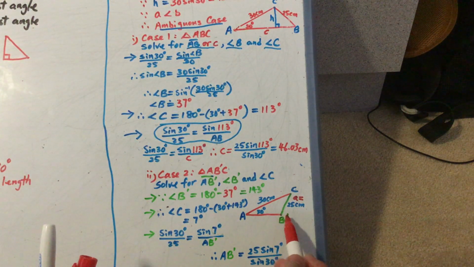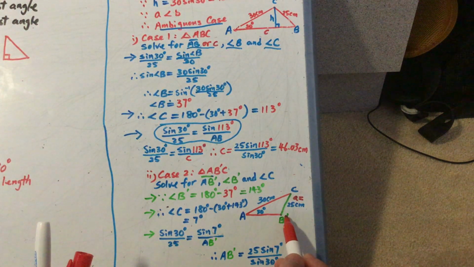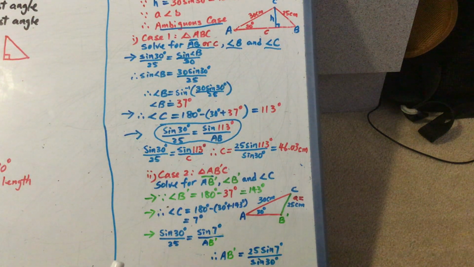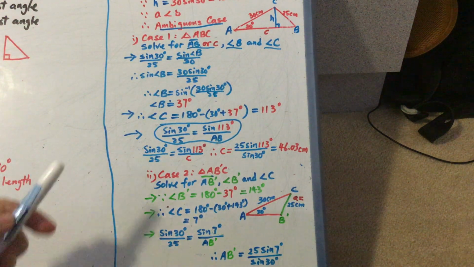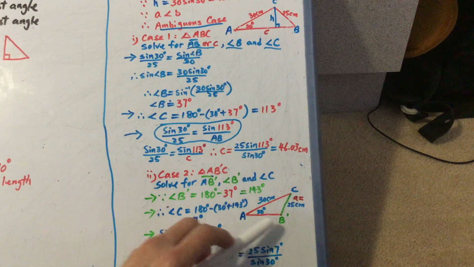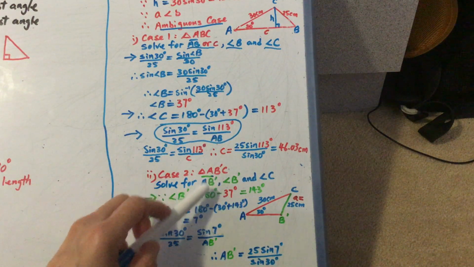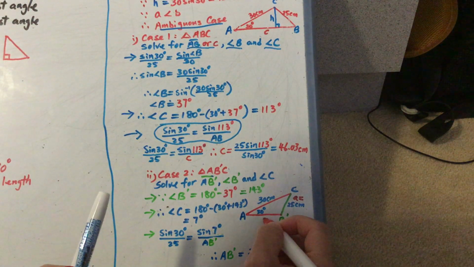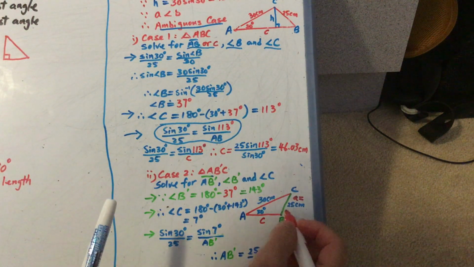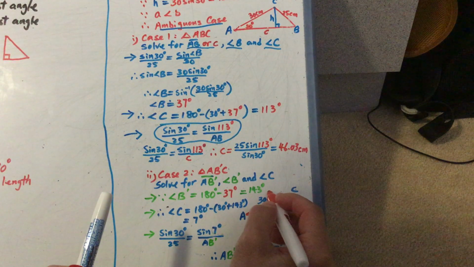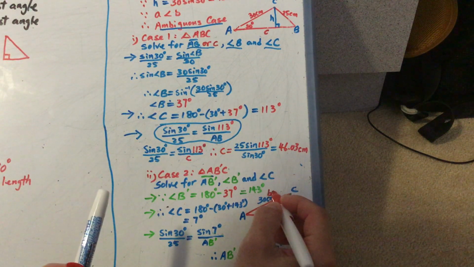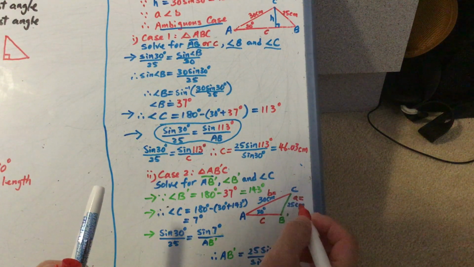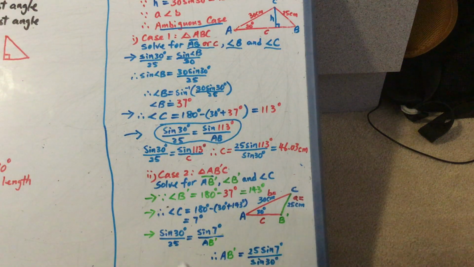I still label this angle A here with the 30, and I still label this as my length B. But down here, I don't call this B anymore, because this is the second case, or the second way of drawing the same triangle. So I'm going to call this B prime instead. Now, how do we solve for the missing length, the AB prime? That is still the same as my length C, and this is still my length B, and I still have the length A of 25.